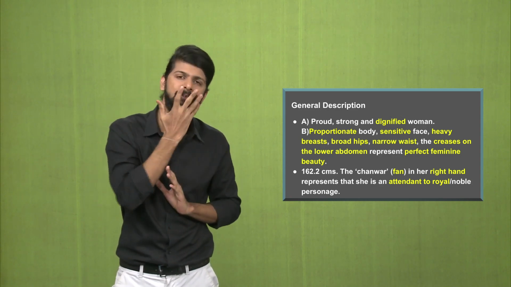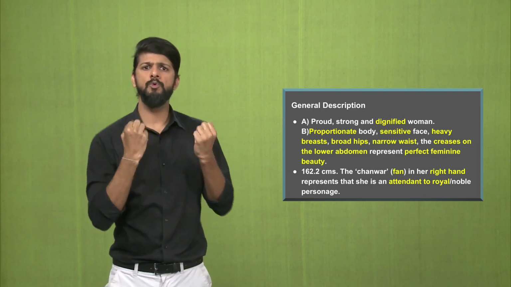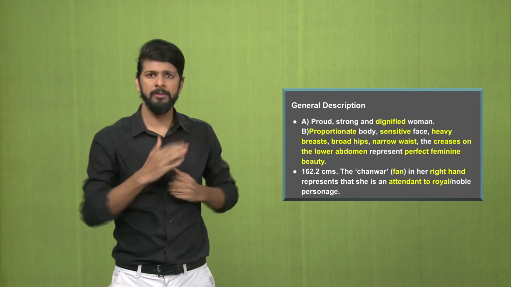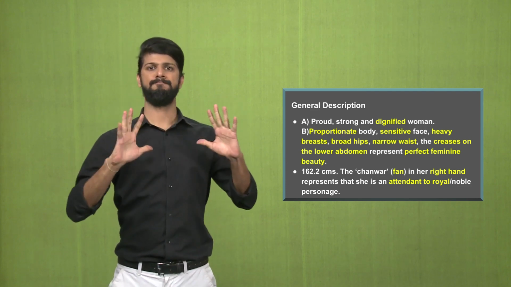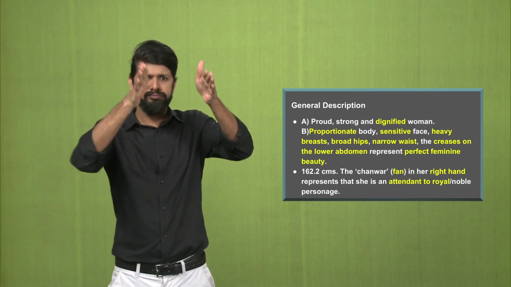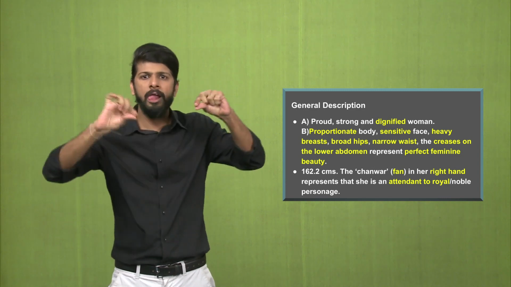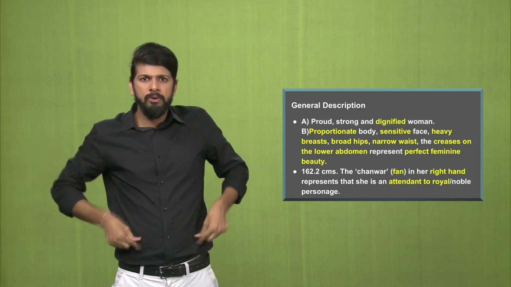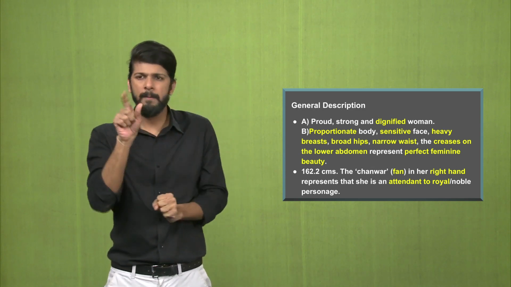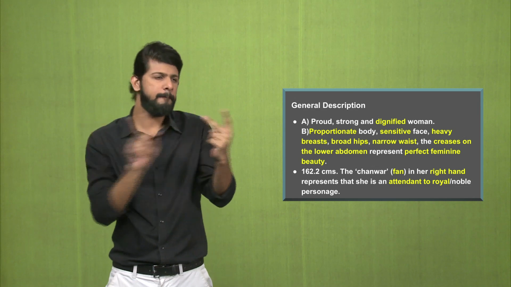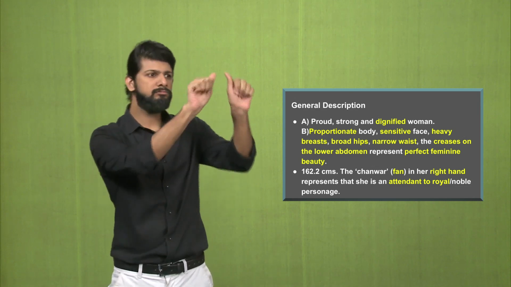The face is sensitive, the breasts are heavy, the hips are broad, the waist is narrow, and the creases on the lower abdomen represent the traditional idea of perfect feminine beauty.